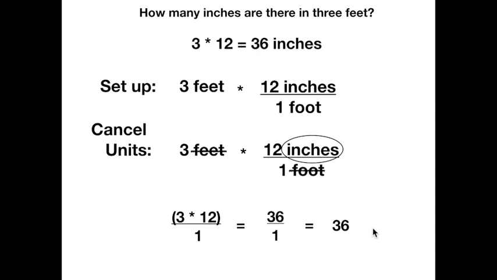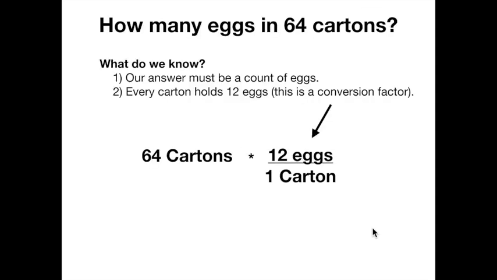We're going to do another simple example just to see that again. Repetition leads to mastery. So how many eggs in 64 cartons? So what do we know? We know that our answer must be a count of eggs, because that's what it's asking us. How many eggs? And then every carton holds 12 eggs. So this serves as a conversion factor. So 64 cartons, we're setting it up for dimensional analysis like we have in the previous example, times 12 eggs per 1 carton. All right.